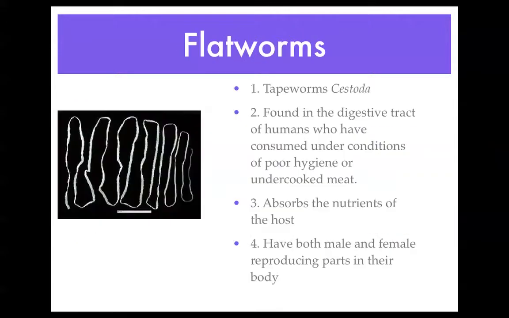Going on to flatworms. So I chose tapeworms, or Cestoda, as a good example of a flatworm, and these worms are found in the digestive tract of humans who have consumed food under conditions of poor hygiene or undercooked meat. It starts off being consumed into the host's body.